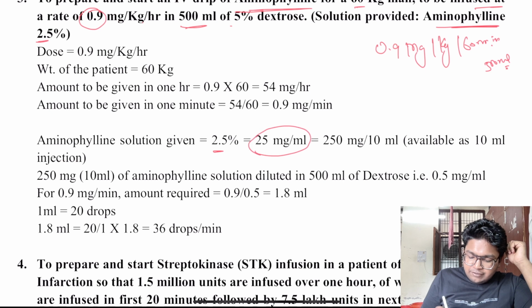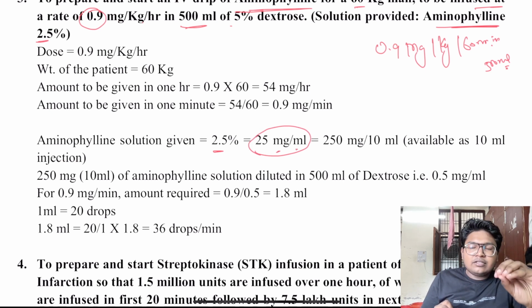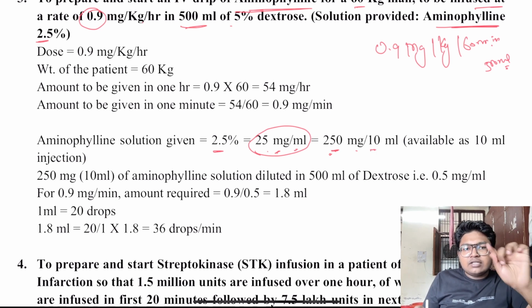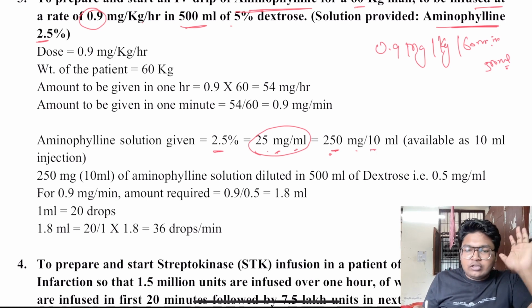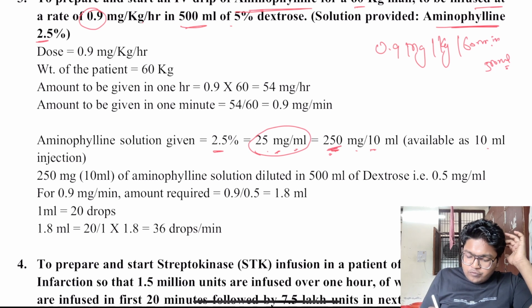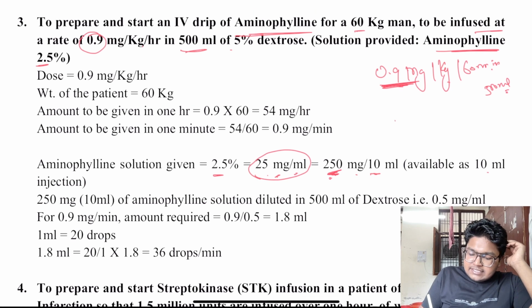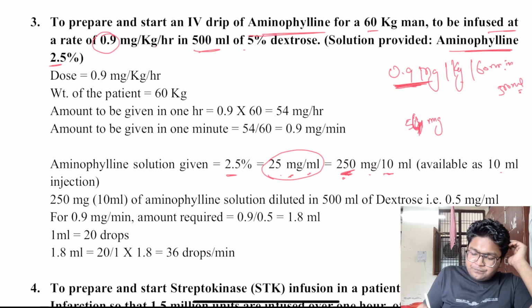2.5% means 25 milligram per ml. You have to learn this, and the examiner should mention in the question 25 milligram per ml, or we can say that 250 milligram in 10 ml, because aminophylline solution is available in 10 ml ampoule only. So 250 milligram in 10 ml, and the person requires 0.9 milligram per kg, and the weight is 60 kg, then the person requires 5.4 milligram, 54 milligram, sorry.